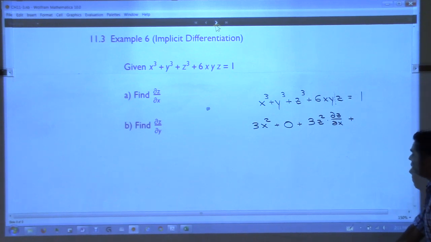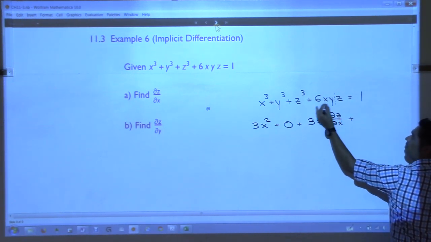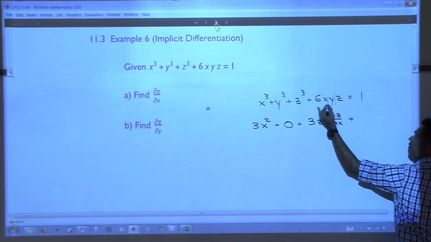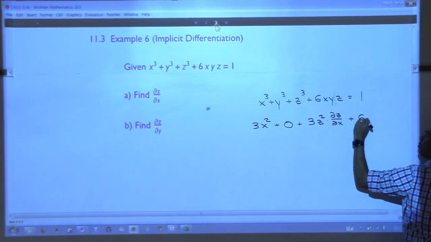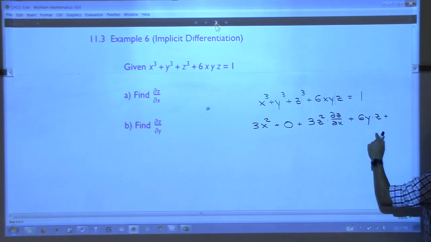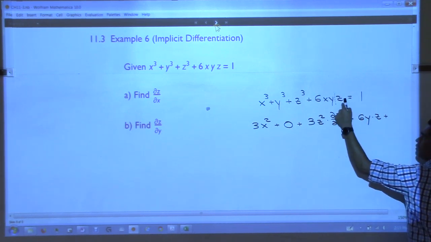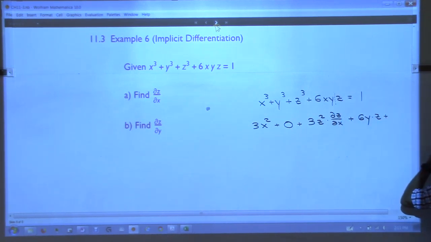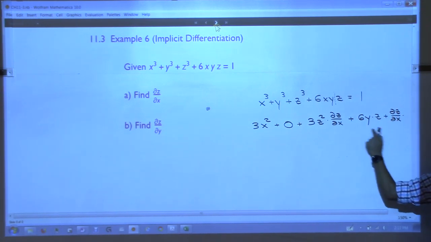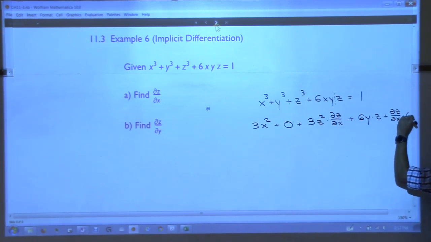Okay, so let's do that. What is the derivative of this first part with respect to x? This part right here. 6y? Right, 6y, and then times z, and then plus, now finishing up the product rule, the derivative of z. Yep, so partial z with respect to x, and then times this piece right here, so 6xy, running out of room here. And then equals, we're ready to move to the other side, the derivative of 1, which is 0.